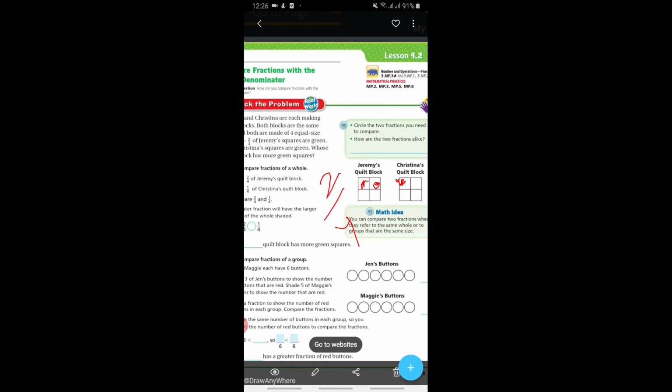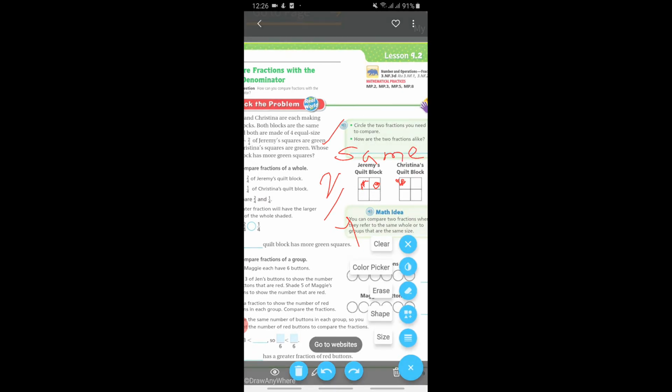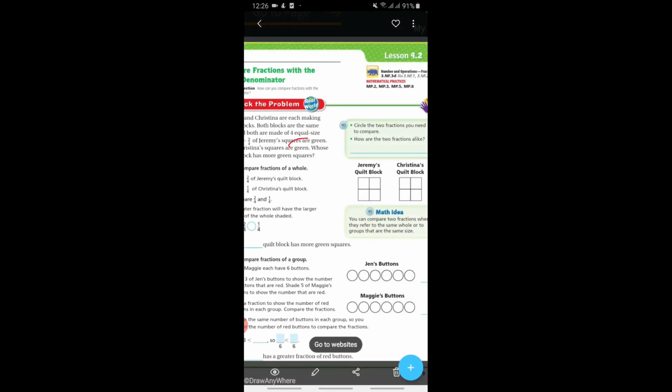And in the question, how are the two fractions alike? Because we have the same denominator, we just write down the same denominator. Okay. Now another question.